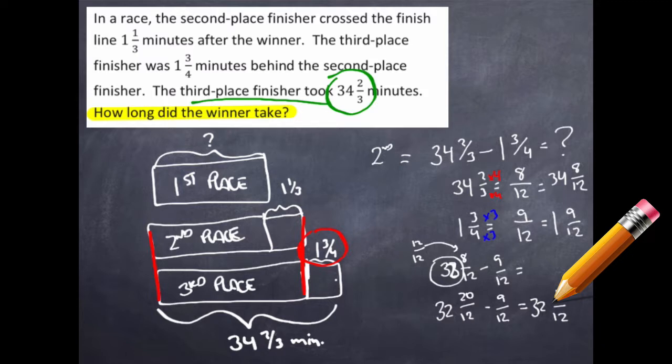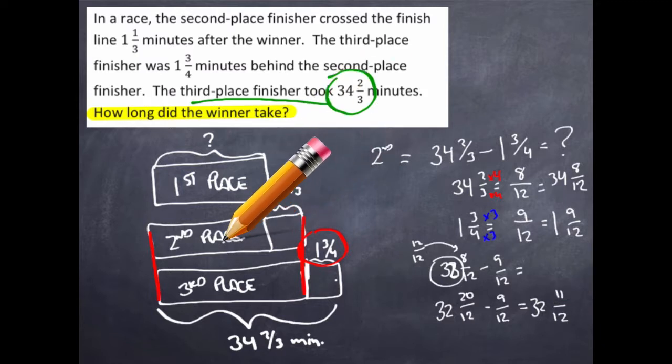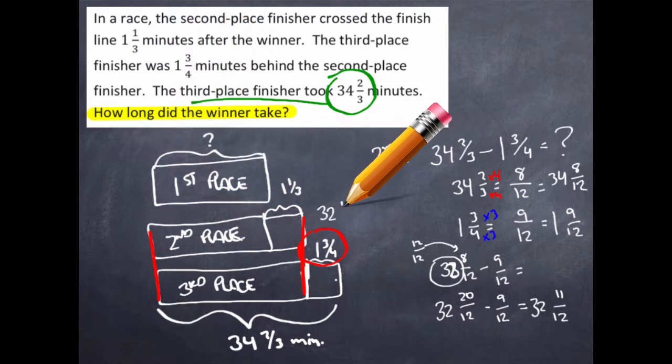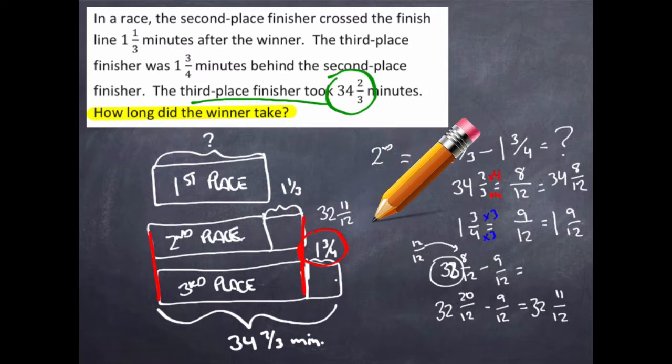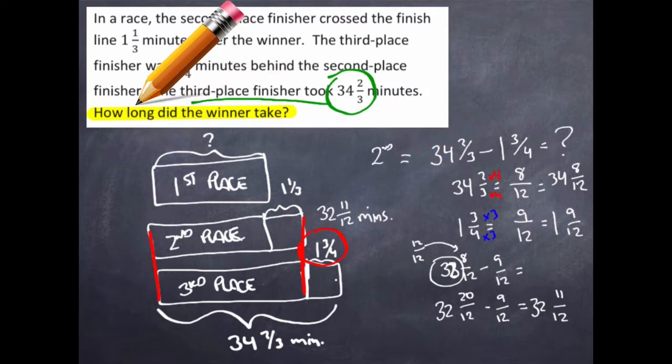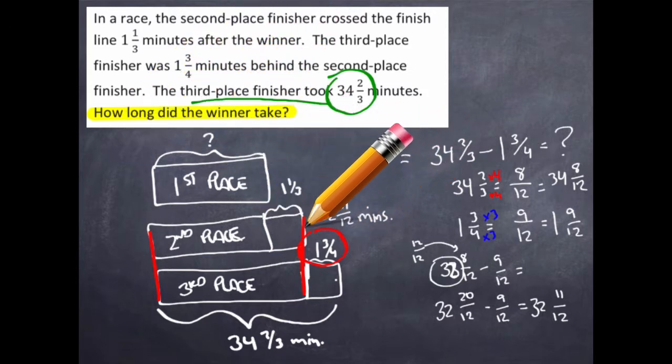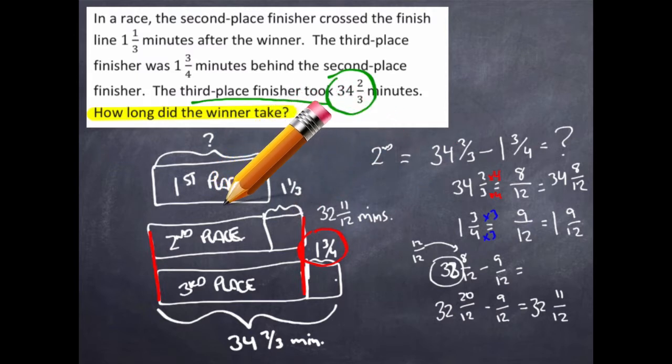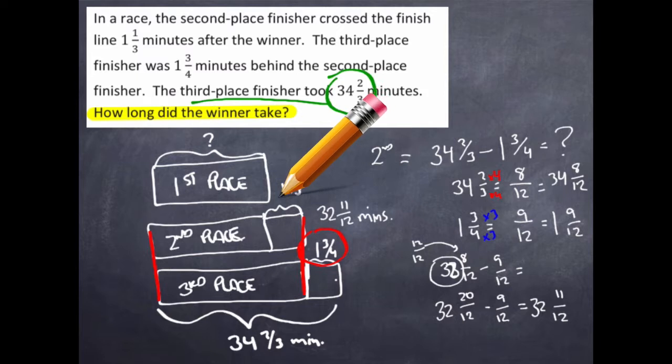So that means that our second place finisher took 32 and 11/12 minutes to finish the race. So are we done? No, because we want to know how long the winner took. So let's look at the winner here. The winner took the same amount as the second place finisher minus 1 1/3. He was less than that, right? So minus 1 1/3. So let's go ahead and do that.